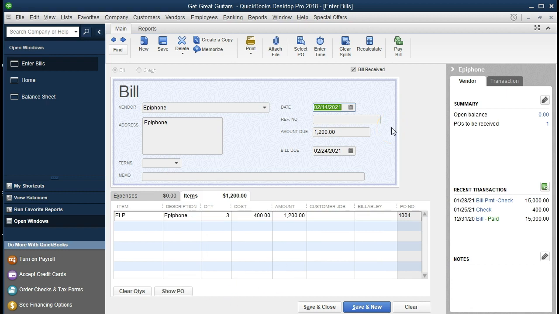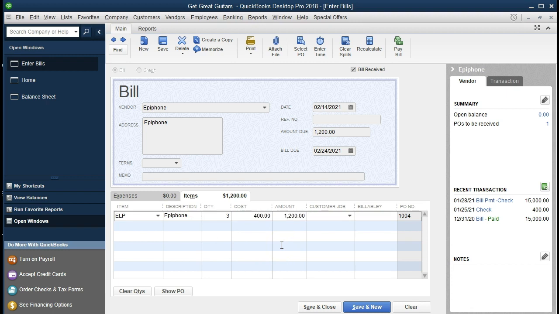We're going to keep the date at the 2/14/21. Reference number, we're not going to have one. The 1,200 populated from the purchase order, that's what we want. Bill due, we're going to keep as is. Terms, keeping as is. Items, remember, is in the items tab, not in the expenses tab. This information is being pulled directly from the purchase order. We have the description, we have the quantity, 3 this time. The cost, 400 times the 3 gives us the amount of the bill, 1,200.